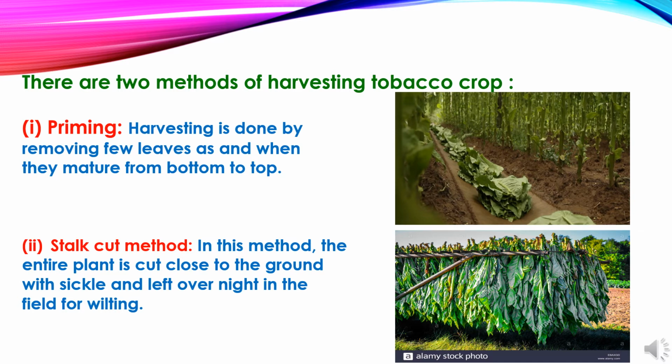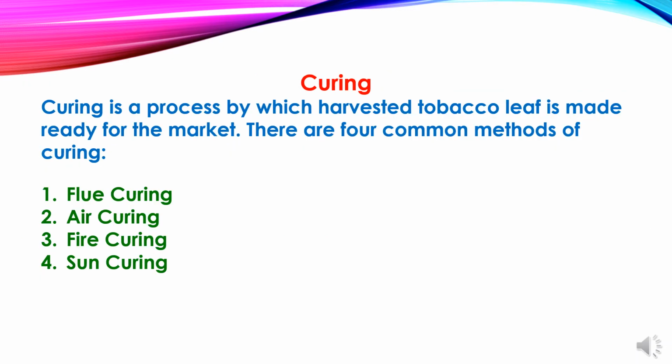There are two methods of harvesting tobacco crop. First one is priming. In this method, harvesting is done by removing a few leaves as and when they mature, from bottom to top. Second is the stalk cut method. In this method, the entire plant is cut close to the ground with a sickle and left overnight in the field for wilting.